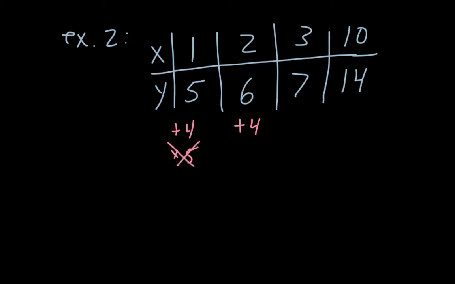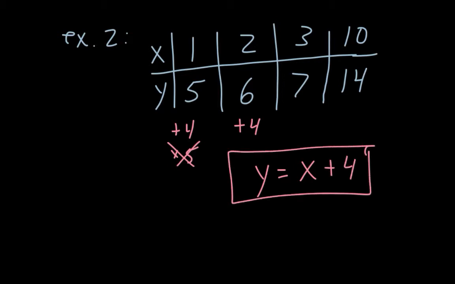So we know it has to be, for an equation, y equals x plus 4. Nice job, Jake. So y equals x plus 4.